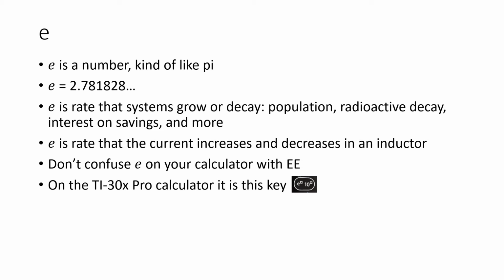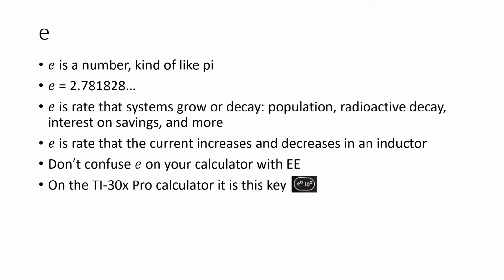E equals 2.71828 1828. It goes on and on, just like pi. And of course, you remember pi describes the mathematical relationship between the circumference of a circle and the radius, and the area of a circle and the radius.